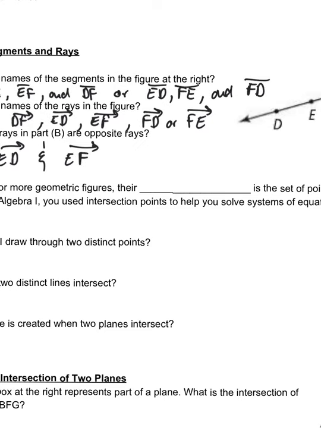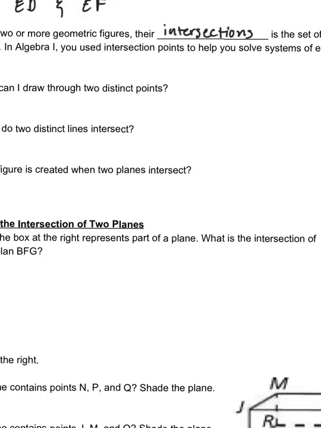Now, when you have two or more geometric figures, their intersection is the set of points the figures have in common. In Algebra 1, you use intersection points to help solve systems of equations. All right, so in this exercise, we're going to do a little bit of thinking, basically.